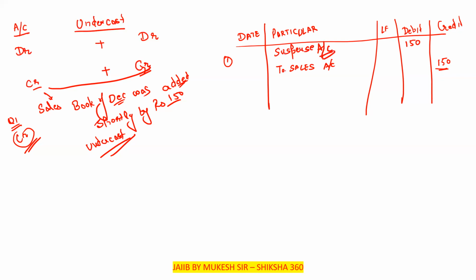Clear? So suspense account basically we have to debit. Sales account basically we have to credit. And what thing basically we will take this one. Clear? In the case of undercast, basically we have to credit.